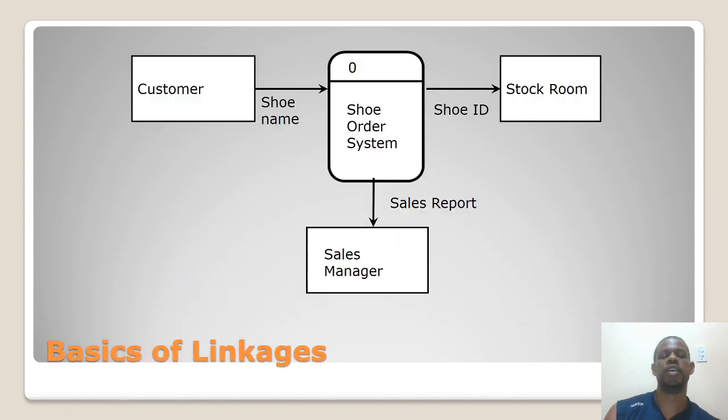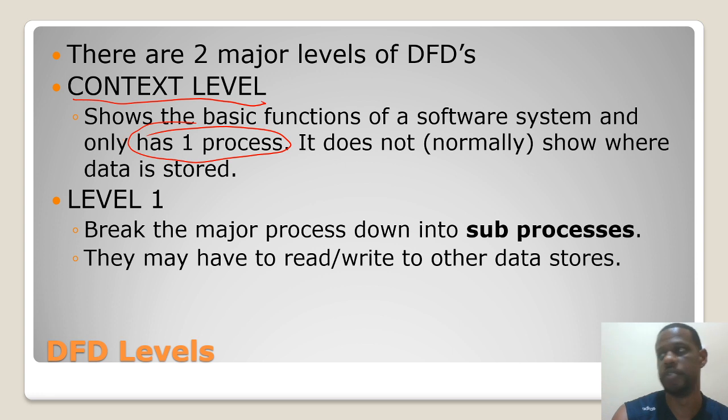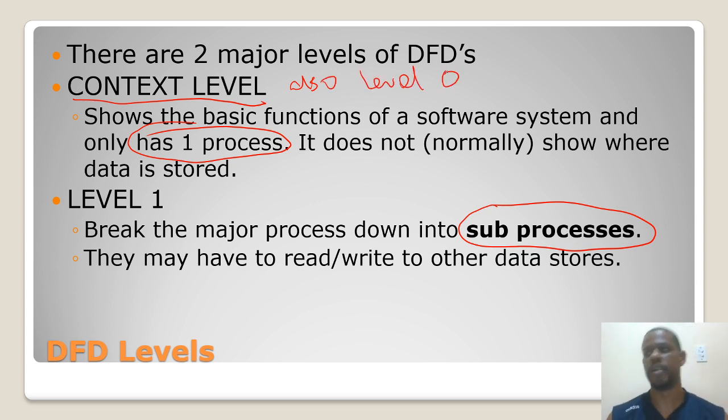there are two major levels of a data flow diagram. The first one is called context level. Context level is the basic level, which only has one process. Use of a context level means it should only have one process. Level one breaks it down into sub-processes. Now, context level could also be called level zero. Sometimes you will see that depending on the past paper or the question you're doing, right? So context level is what we're going to be doing tonight. Basic context.